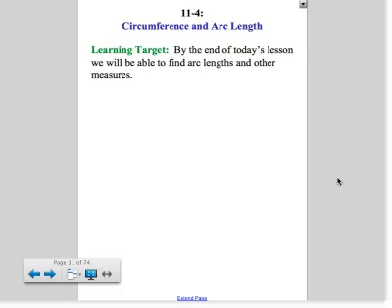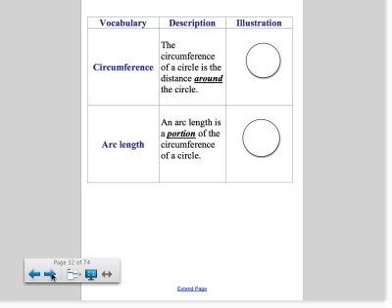Section 11.4, we're going to look at circumference and arc lengths of circles. Circumference is something that you should already be familiar with. We already talked about this earlier this year, and I know you've seen it in years past. As far as arc length goes, we've talked about arc measure. Now we're going to see how arc measure relates to arc length.